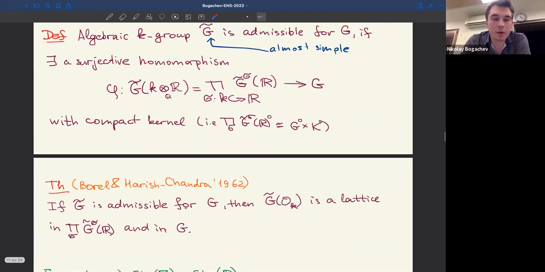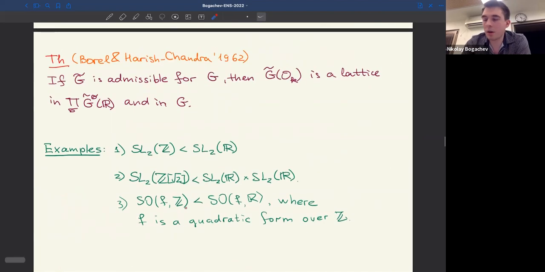A very important theorem of Borel and Harish-Chandra says that if G tilde is an admissible algebraic group for the Lie group G, then the group of integer points is always a lattice in this product, and actually in the group G, in the Lie group G.